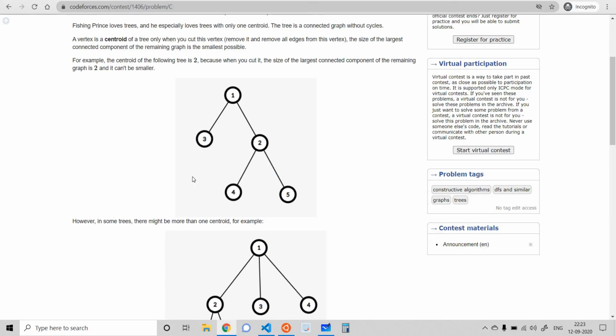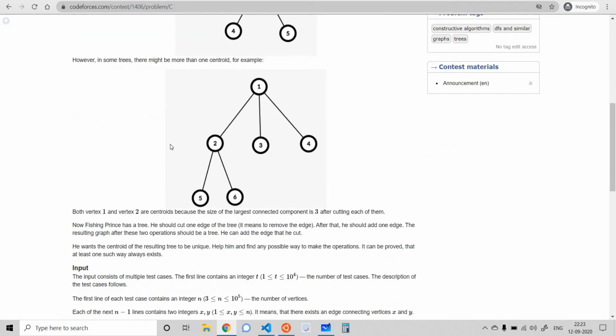Let's read the problem statement. We have been given a tree. In this example you can see the centroid can be 2. If we delete 2, the largest component size remaining would be 2 and it cannot be smaller. The components are 1 and 3, the forest. In this diagram we are having two centroids.